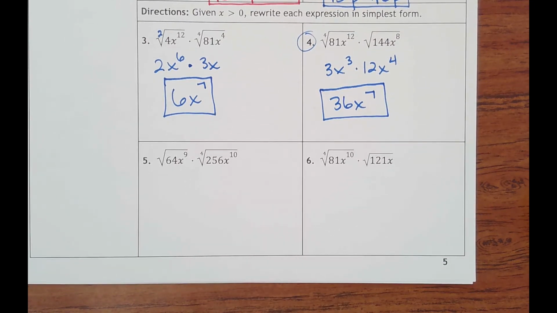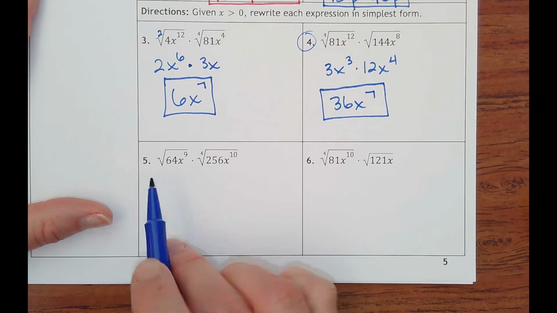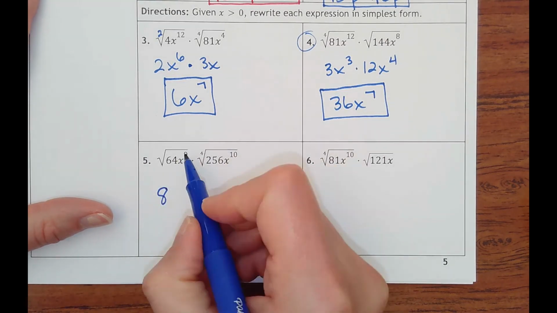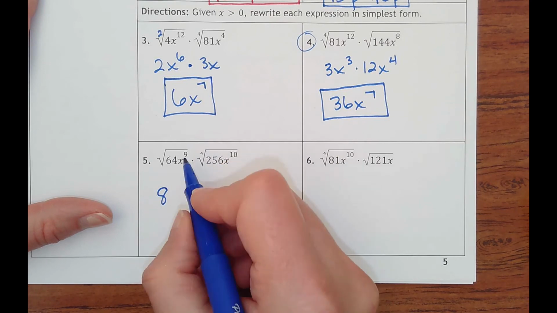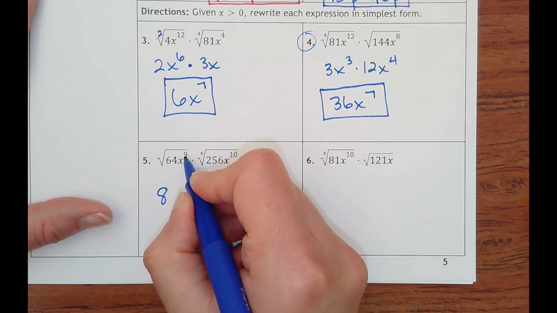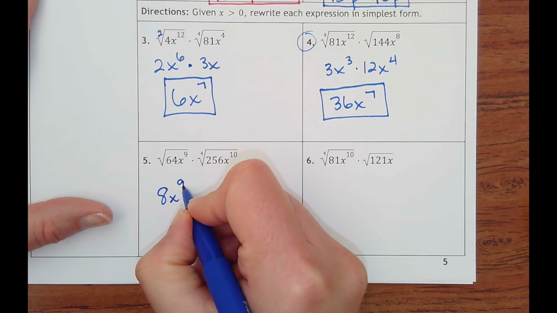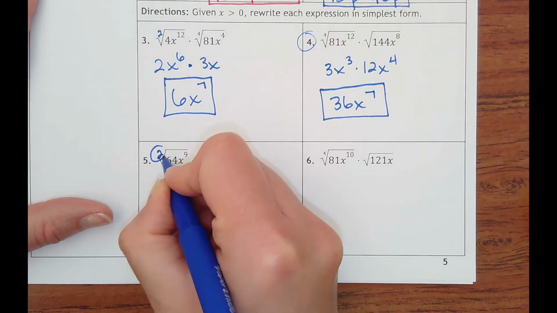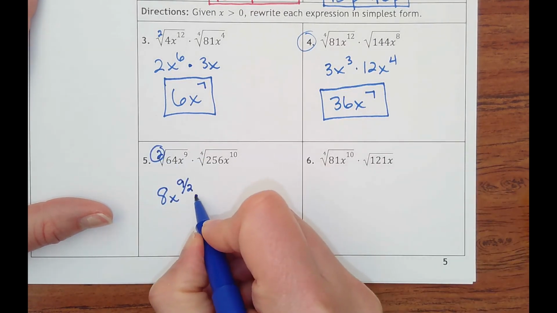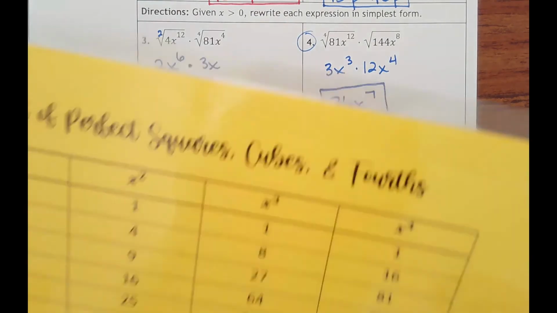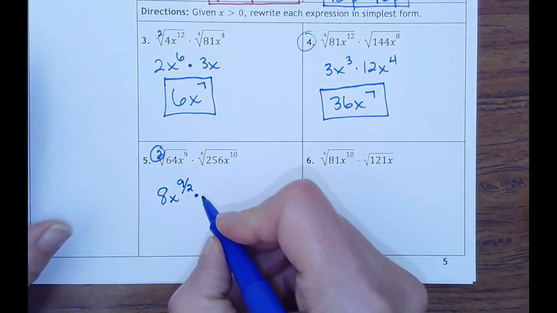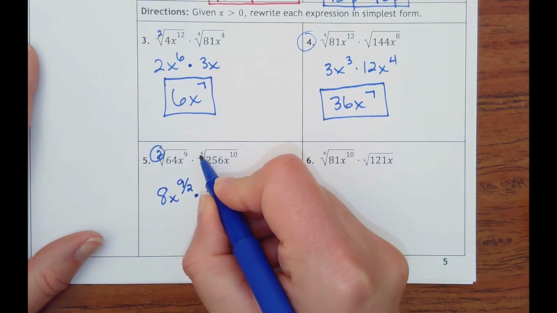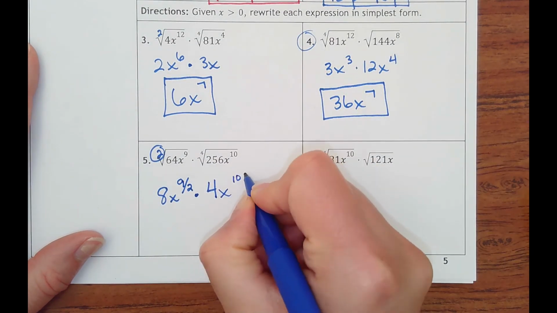All right, number 5. We have the square root of 64, which I know is 8. Square root of x to the 9th. 9th is odd. So what I would do is, yeah, you could go on and break these up, but the faster thing is going to be to make this 9 halves. This is x to the 9 halves power. That 2 came from this as an index. 9 over 2. Times the 4th root of 256. I feel like that's on our sheet. It is 4.